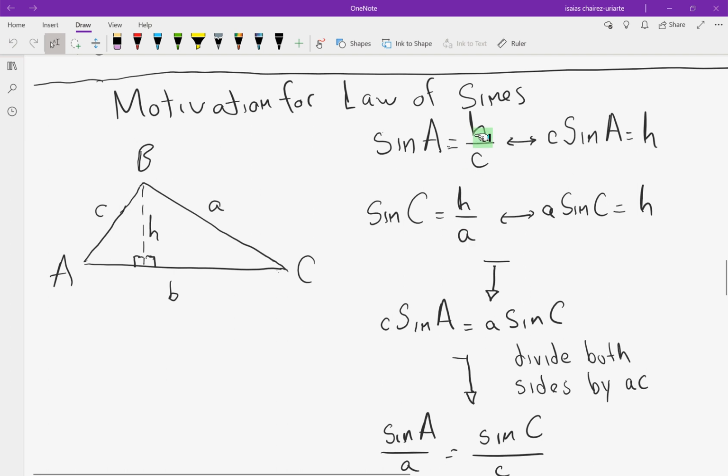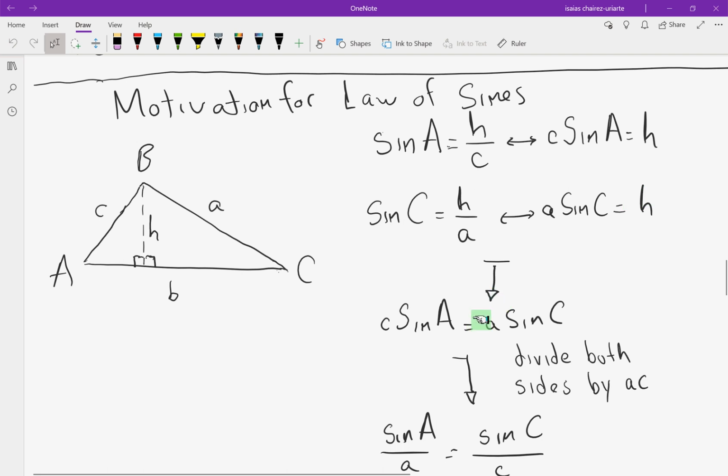Notice that both of these expressions involve H, so I'm going to solve both little equations for H, which is what I've done here. That means I multiply both sides by C on the top equation, and I multiply both sides by A in this second equation. And now I have that H has two expressions, C sine A and A sine C. Both are equal to H. So I'm going to set them equal to each other. That's what I've done right here.